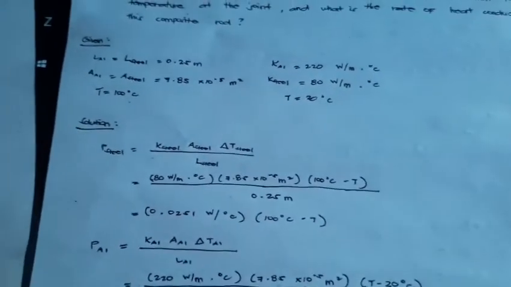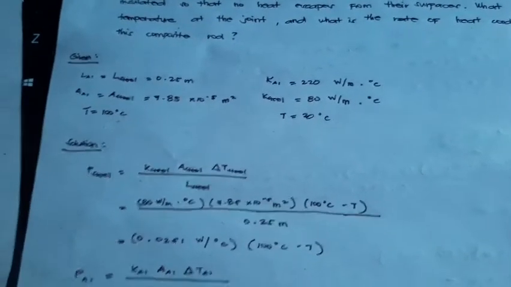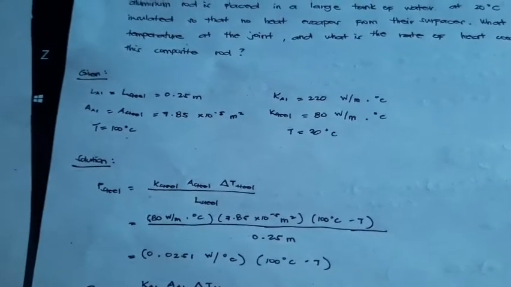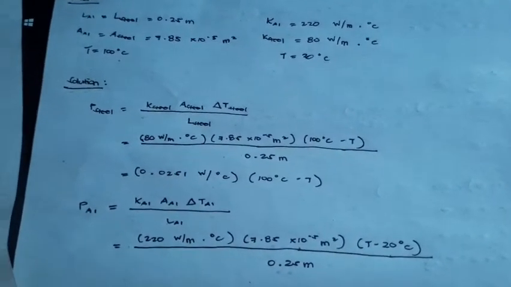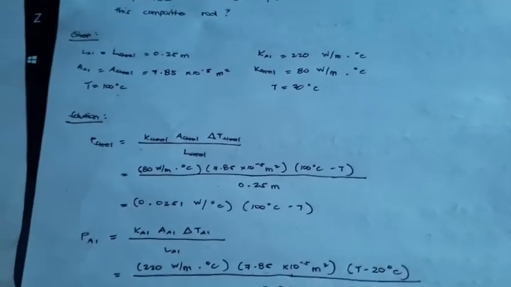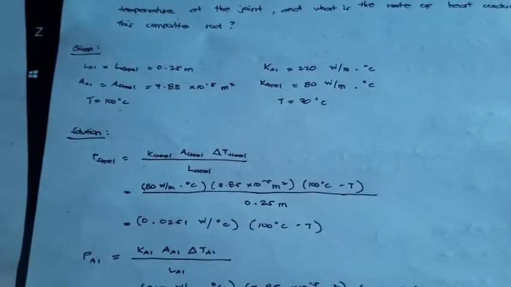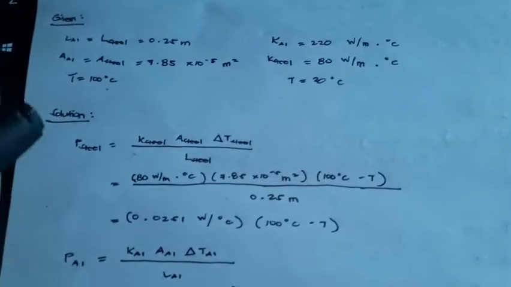So, solution. To calculate the heat conduction rate through the steel rod and the heat conduction rate through the aluminum rod, we must use this formula. Actually, in the book they used two methods: the direct current circuit or the thermal resistance. So first, we do the direct current circuit.